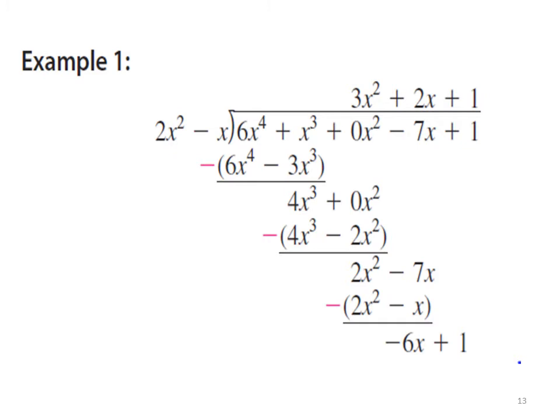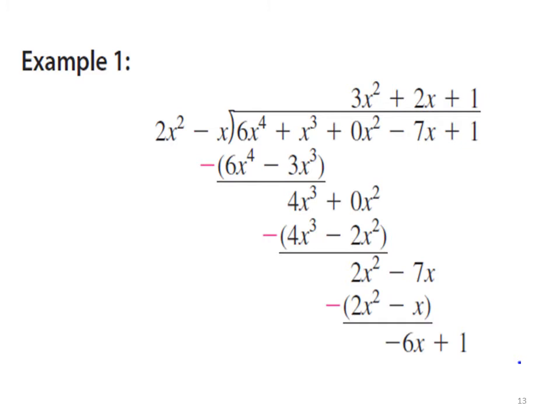For the division, you take the first term, which is 6x to the power 4, divided by the first term, which is 2x squared. So the result will be 3x squared. Multiply 3x squared by 2x squared minus x. You get 6x to the power 4 minus 3x to the power 3. Subtract this from the original polynomial. The x to the 4 terms will cancel, and you will end up with 4x to the power 3.